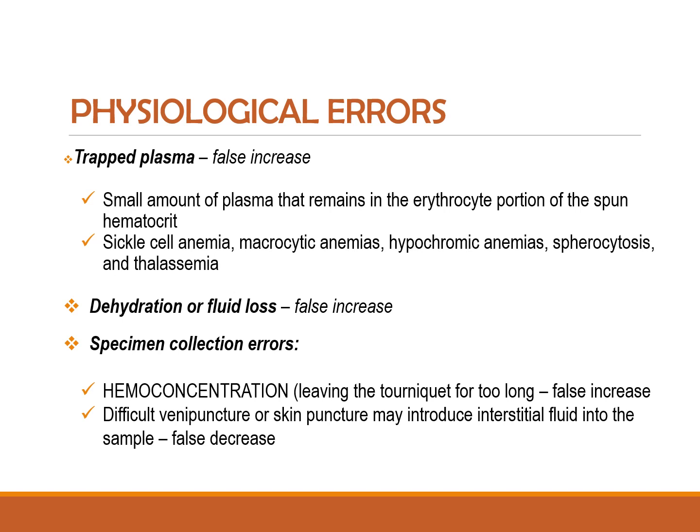Another error related to hematocrit is dehydration or fluid loss. Dehydration or fluid loss causes a decrease in the plasma volume and falsely increases the hematocrit reading. And lastly, we have specimen collection errors. Under specimen collection errors, we have hemoconcentration, which is related to leaving the tourniquet for too long on the arm of the patient, which results in a falsely increased hematocrit result, and difficult venipuncture or skin puncture that introduces interstitial fluid into the sample, which results in a falsely decreased hematocrit result.